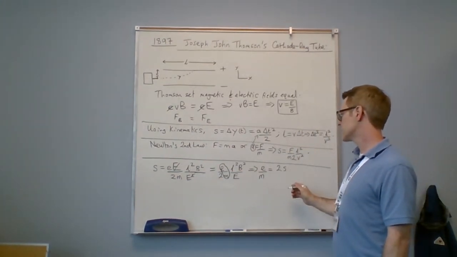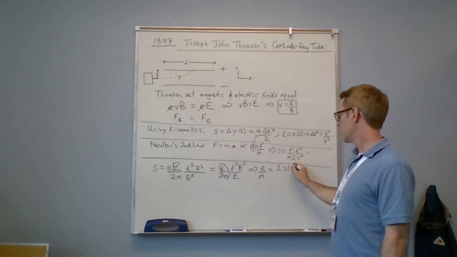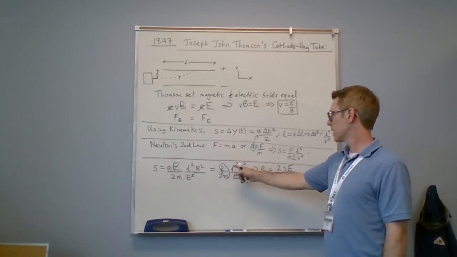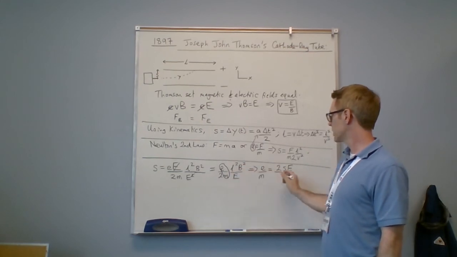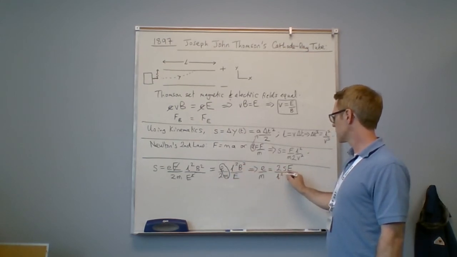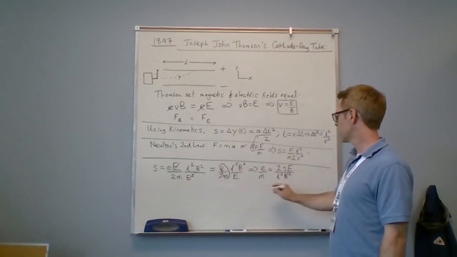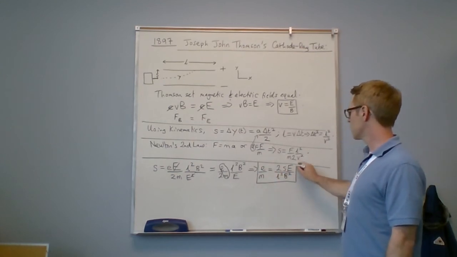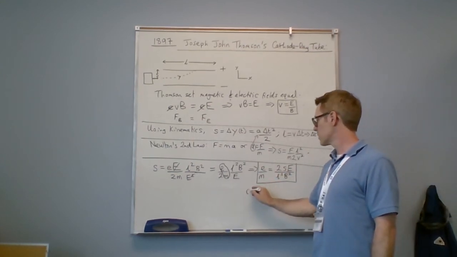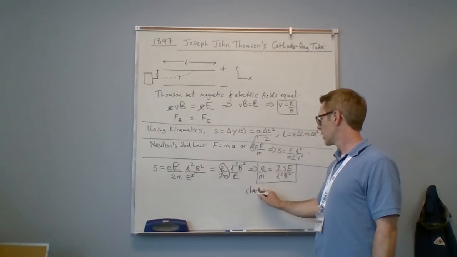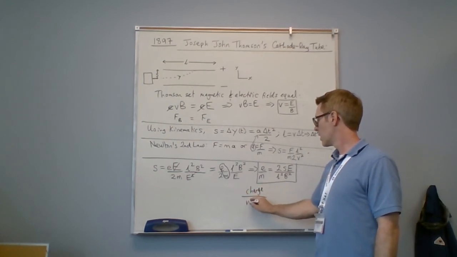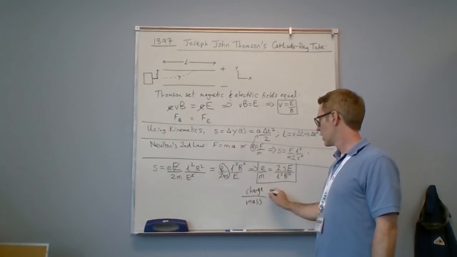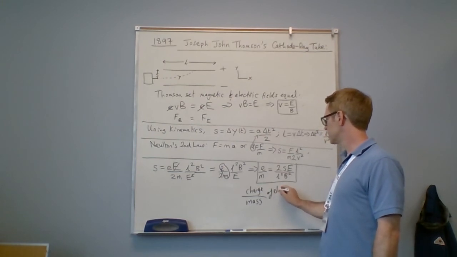Remember, on the left of the equal sign is s. So it's 2s E, and we take L squared B squared downstairs, L squared B squared. So we have an equation now for the charge to mass ratio of the electron.